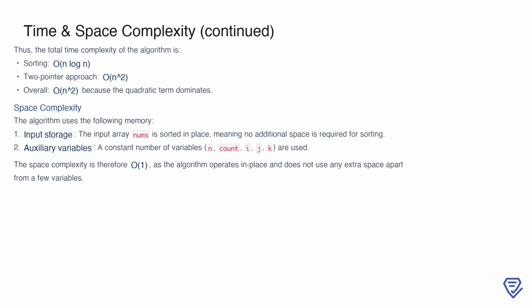Bringing these components together, the overall time complexity consists of two parts: sorting, which is O(n log n), and the two-pointer approach, which contributes O(n squared). Since O(n squared) dominates O(n log n), the total time complexity of the algorithm is O(n squared). Now, looking at space complexity, the algorithm sorts the input array in place, meaning no additional space is required for the sorting step. The only additional memory used is for a constant number of auxiliary variables like n, count, i, j, and k. This means the space complexity of the algorithm is O(1), as it does not depend on the size of the input array and operates entirely in place.